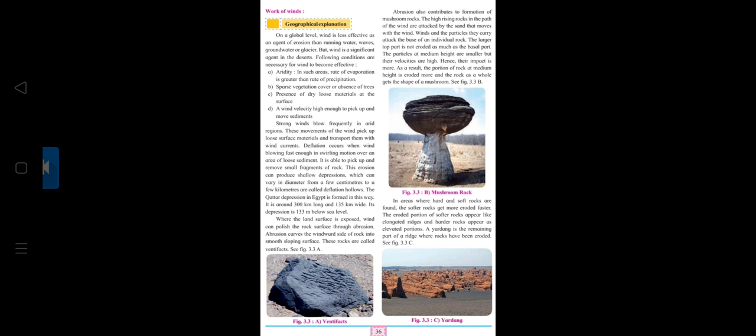A yardang, that is figure 3.3. A yardang is the remaining part of a ridge where rocks have been eroded.